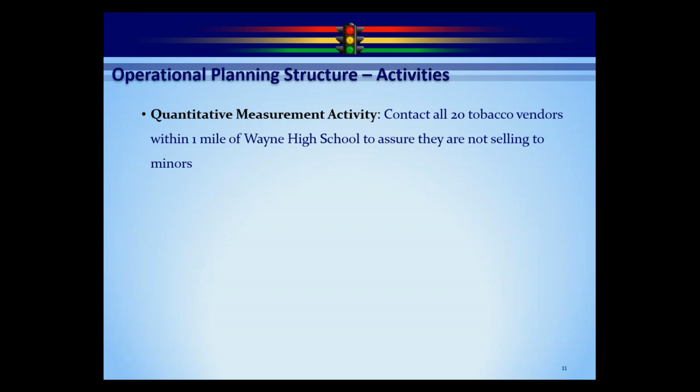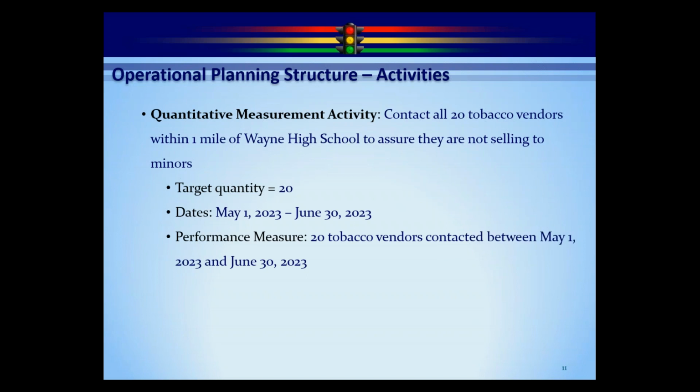So in this case, we have contact all 20 tobacco vendors within 1 mile of Wayne High School to assure they're not selling to minors. Our target quantity, as you know, is 20. So this is the denominator to calculate our percent complete here. Again, we have the date range, just like we do in the project-based activity. Our performance measure is created for us, again, 20 tobacco vendors contacted between May 1 and June 30th.